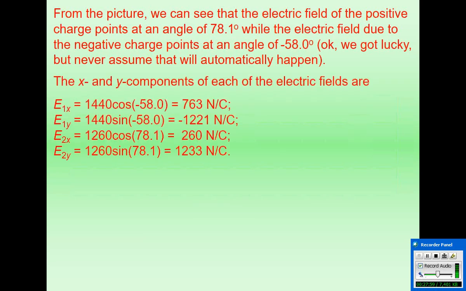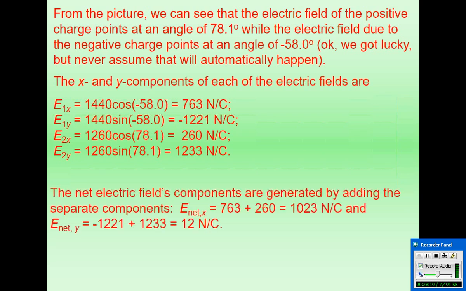Let's continue. I can calculate the X component of each electric field. I can calculate the Y component of each electric field. Since my angles are measured with respect to the positive x-axis, I can use cosine for x, sine for y. All is right with the world. And then to get the net field, I add the separate x components together, and I add the separate y components together.